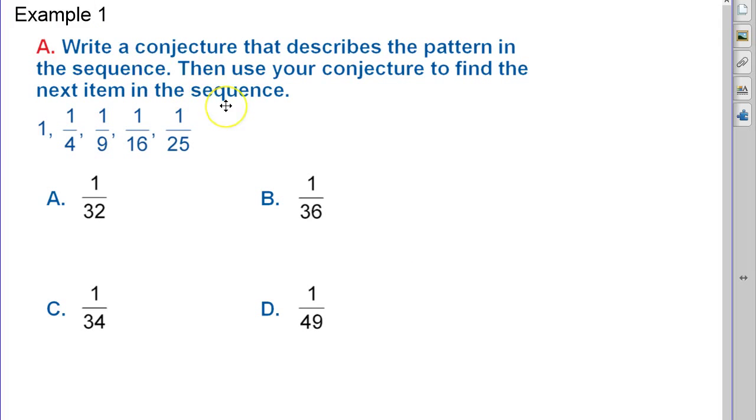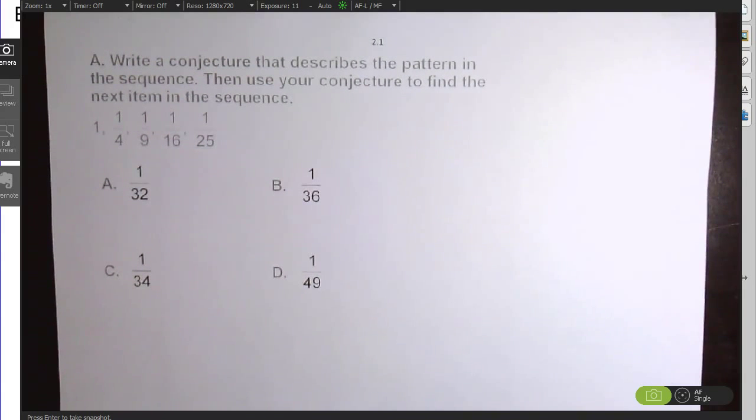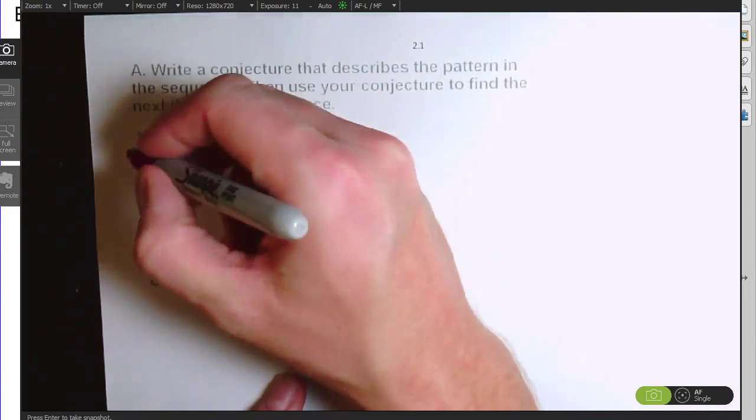For the first example, for some of these you'll go to the Google Forms to fill this out, to make sure you're paying attention to example 1. Write a conjecture that describes the pattern in the sequence, then use your conjecture to find the next item in the sequence. Looking at this problem, hopefully it jumps out at you. If it doesn't, that's fine, that's what I'm here for. But hopefully you catch that the 1 is the one that might throw you off the most, just the regular 1.